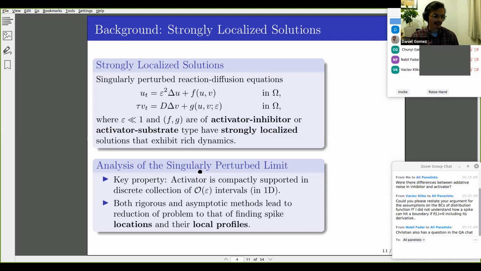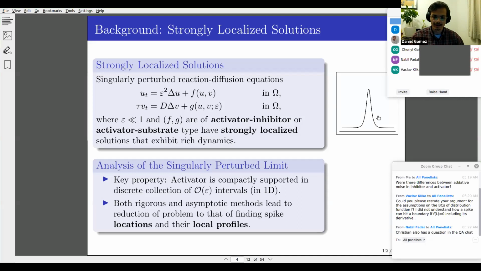Using that idea, there's a lot of both rigorous and asymptotic theory for proving the existence of such solutions, for asymptotically constructing them, and also for studying their stability. To give a sense of what such a thing looks like, here's a single spike solution.